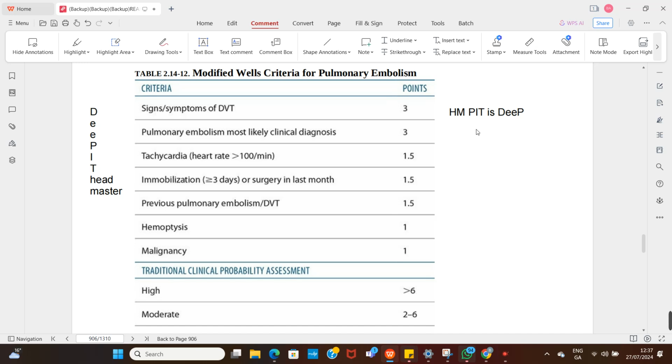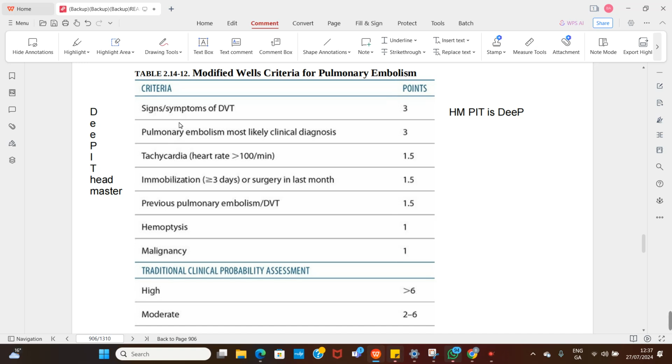There's a mnemonic for it. If you can remember it, it is good. But what I just say to myself is, ask yourself, is this patient having malignancy or hemoptysis? Is the patient having malignancy or hemoptysis? If one of them is there, you give them 1. Hemoptysis 1, malignancy 1.